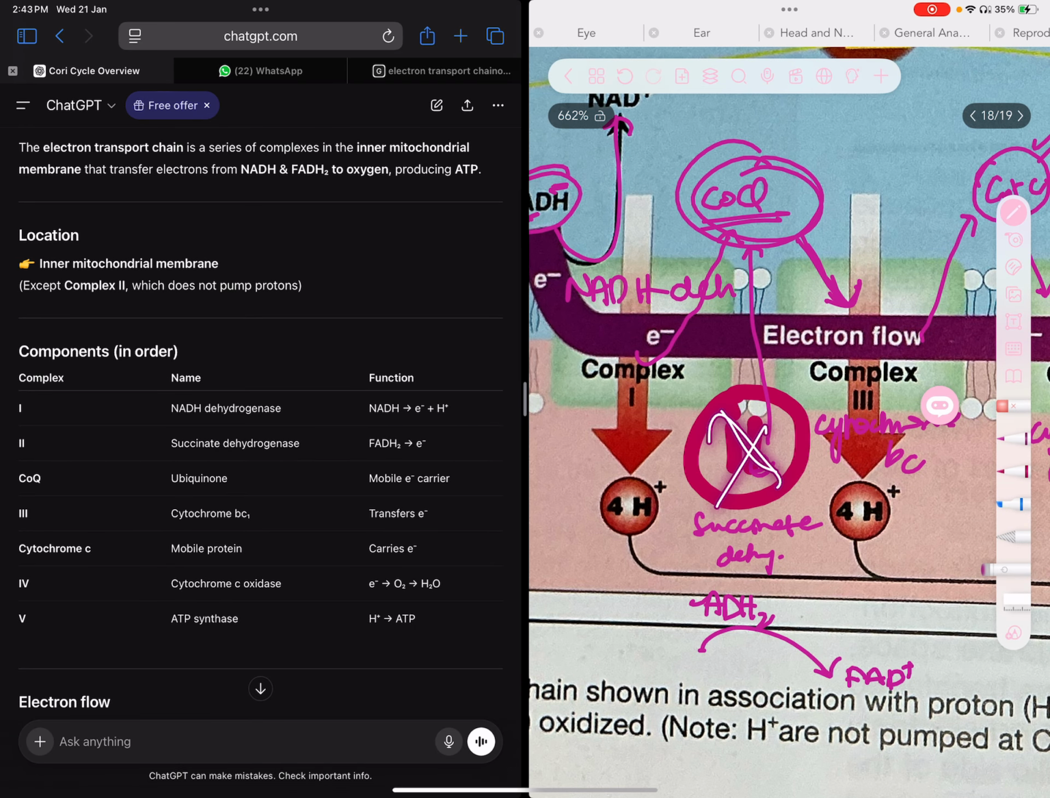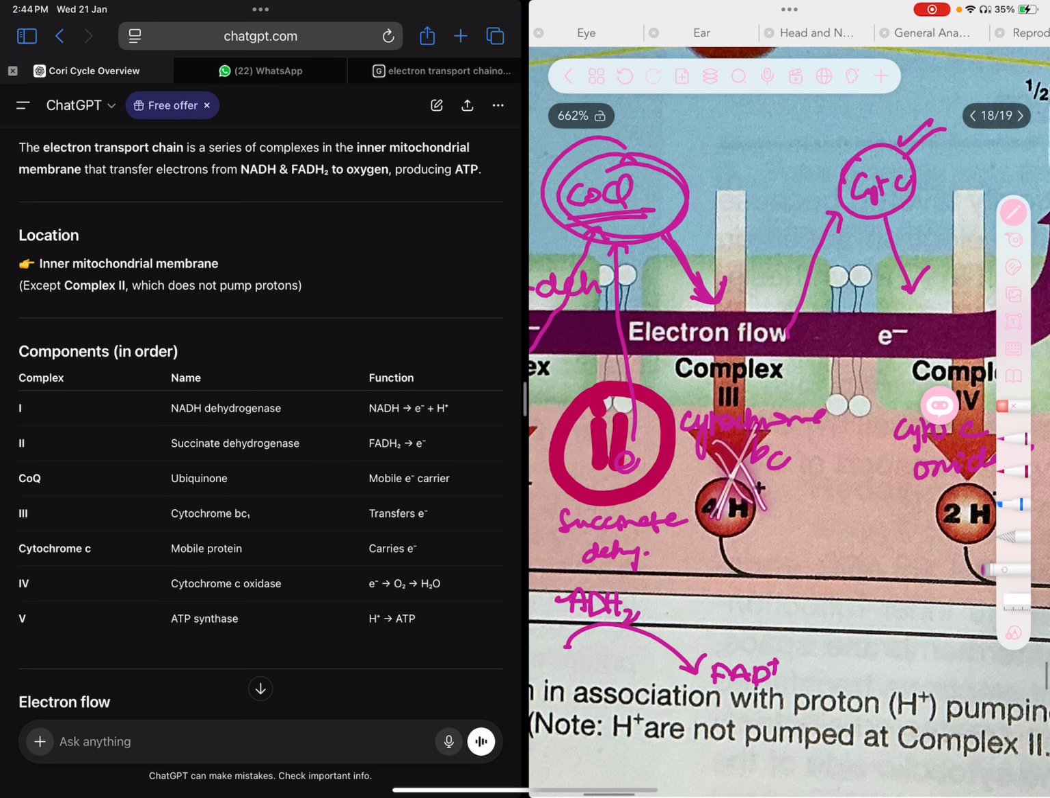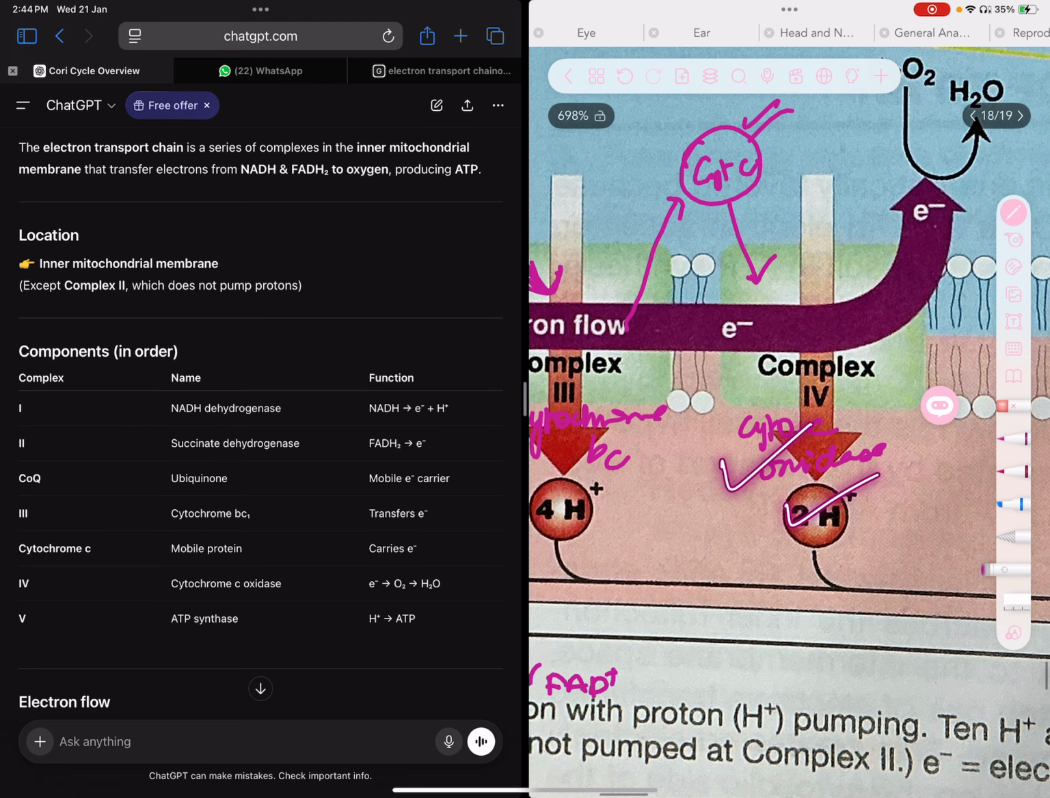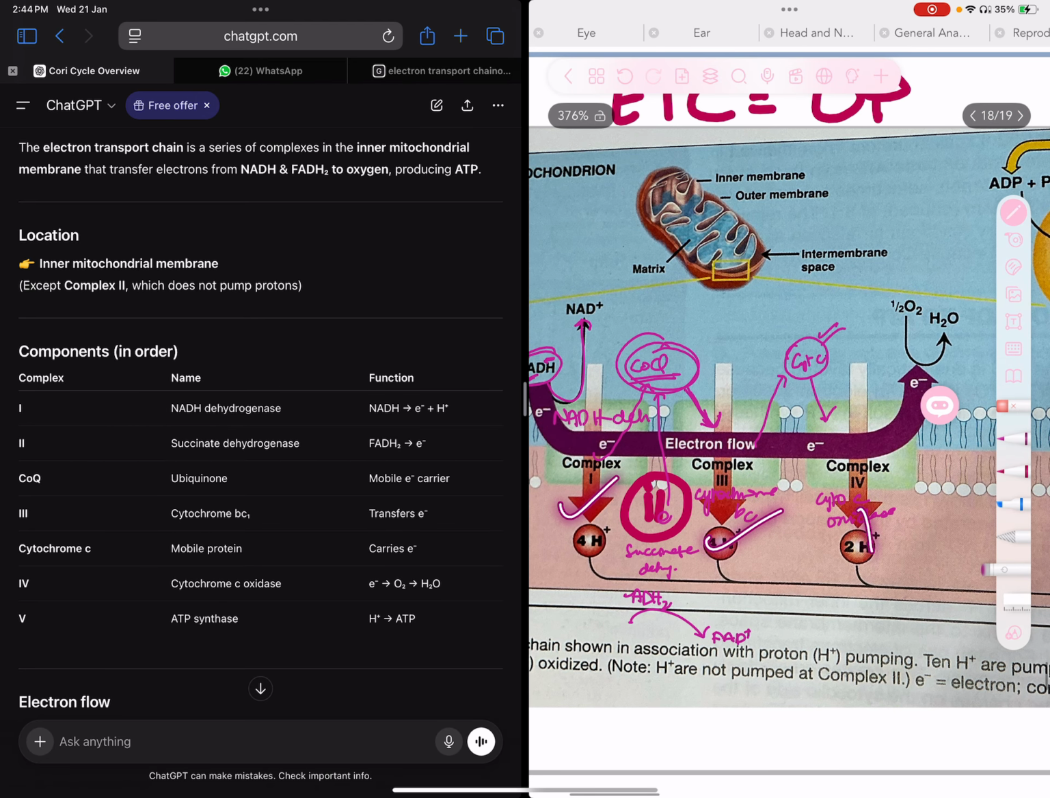But for the second complex, no electron energy is lost. That's the reason none of the protons are pumped through here. And then here you have four protons. Here also you have two protons. So four, four, and then two. I hope you remember the number of protons.